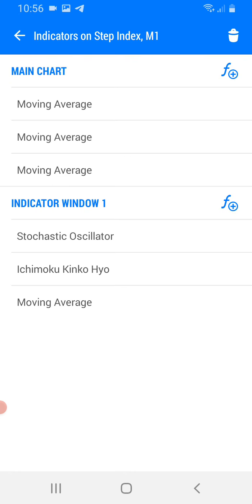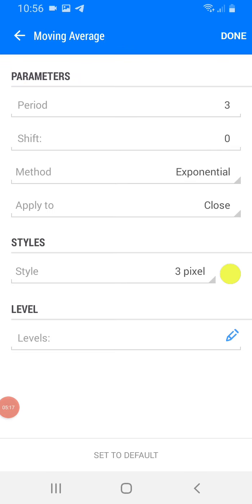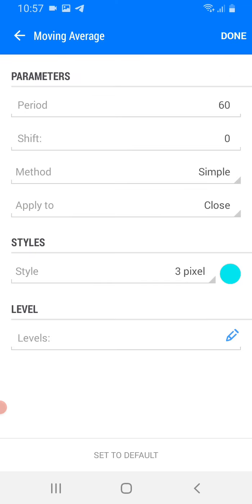So these are the indicators. We'll have the moving average. The first indicator is the moving average, which is period 3, shift 0, method exponential, apply to close, 3 pixel width, the levels you click down. The next indicator is the moving average.